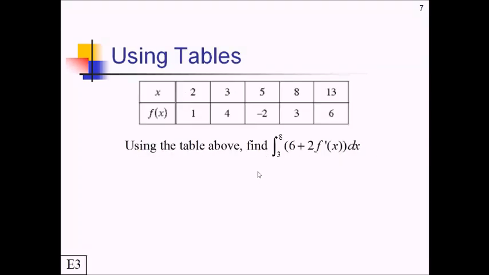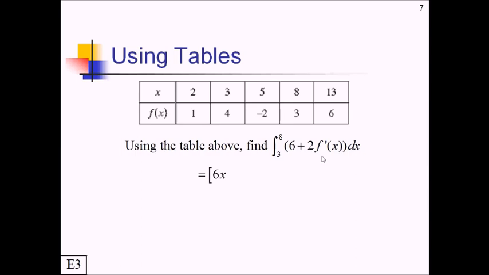Here's another example. This time f of x is defined with some values in this table. So pause the video and see if you can use what you've learned so far to figure this crazy thing out. All right, so our first step on these, since we're just trying to evaluate this, we're going to take our antiderivative. So on the left here, the antiderivative of 6 is going to be 6x. Again, our variable is x because it says dx.